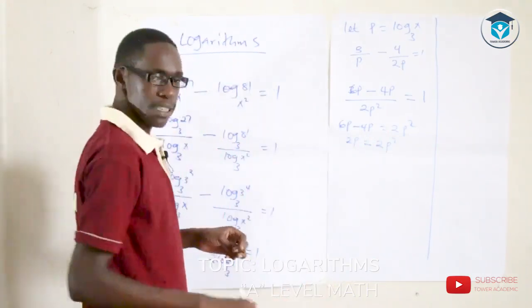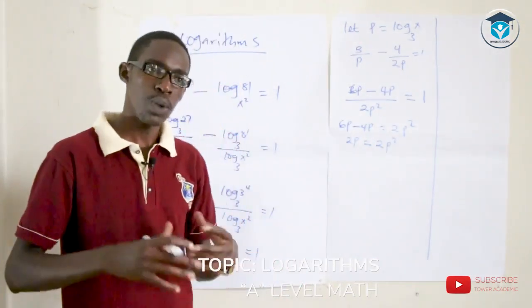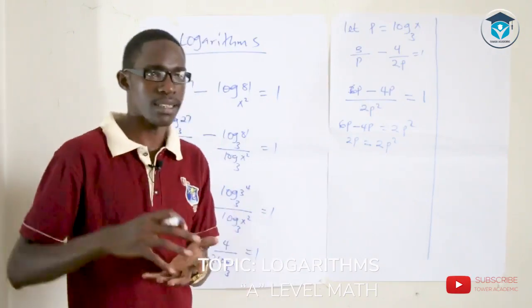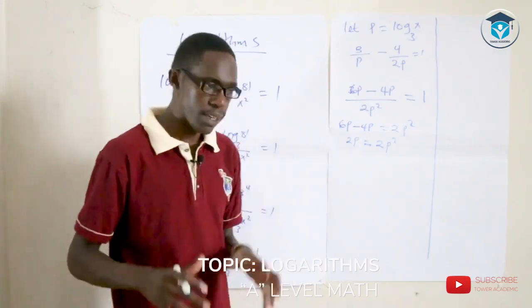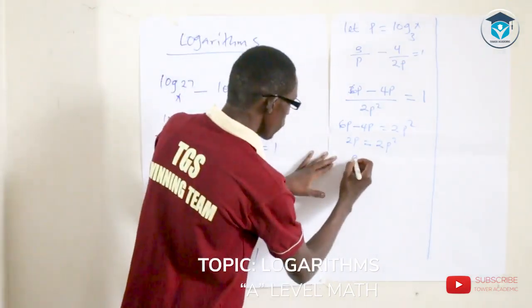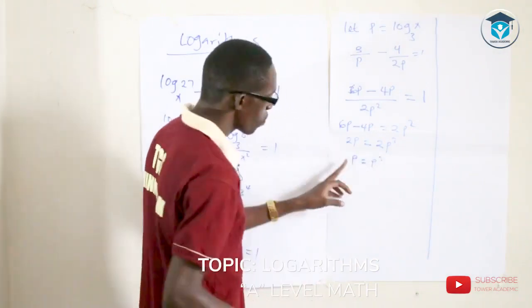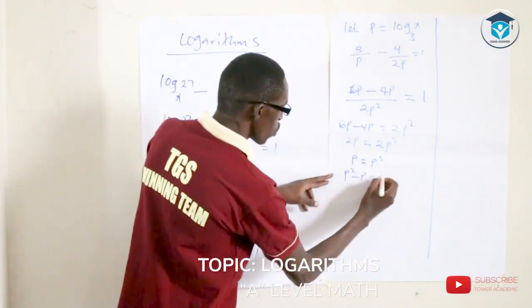It is so nasty for someone to think that we can divide through by 2p, because when you divide through by 2p, we are eliminating some variables. So here, a constant 2 can be divided, but a p we cannot pull out. So when I divide through by 2, I'll get p equals p squared. So I'll pull this p to the other side, and we shall have p squared minus p equal to 0.